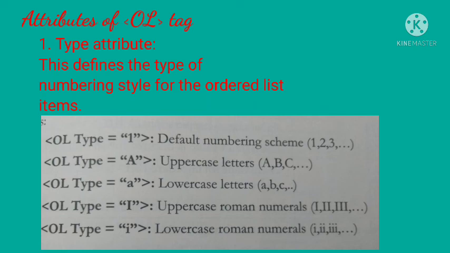Next one is OL type is equal to small letter a, that is lowercase letters a, b, c, etc. Next, OL type is equal to uppercase Roman numerals, and next one is OL type is equal to lowercase Roman numerals.